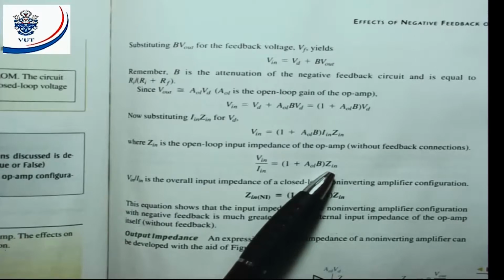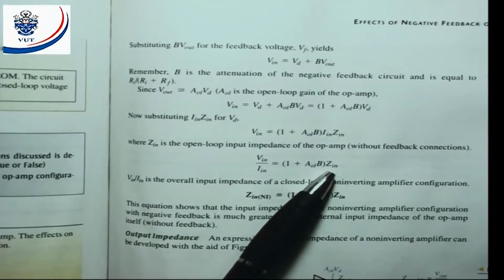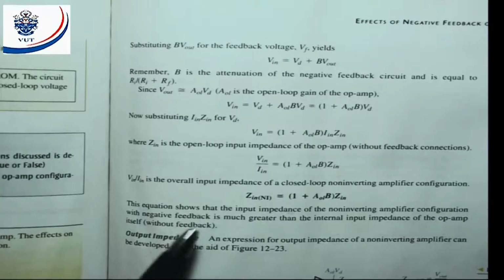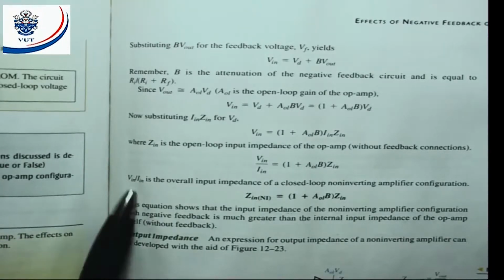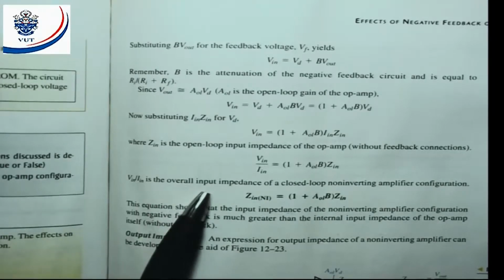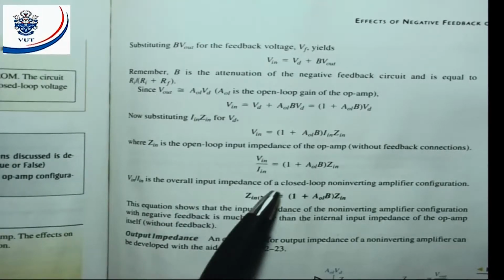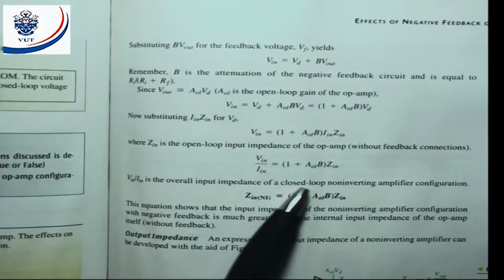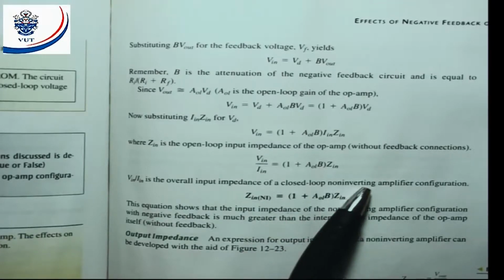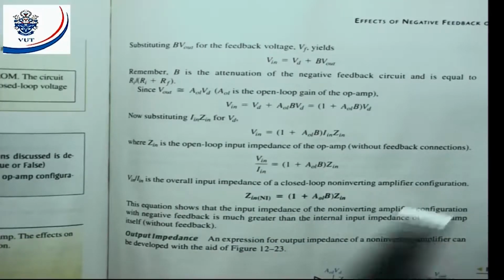That gives us an indication that my input impedance will increase by this factor. That means if I had an input impedance of, let's say, 1 megohm, it will increase by this factor, and that will be quite a large factor. That means I will have a much higher input impedance. Any questions? You must know this proof.